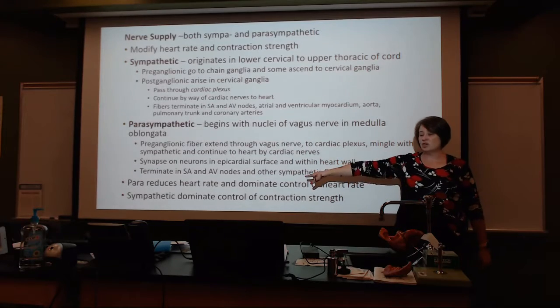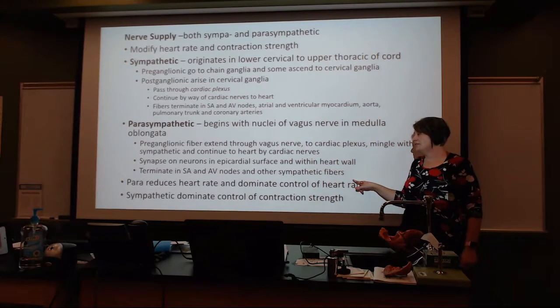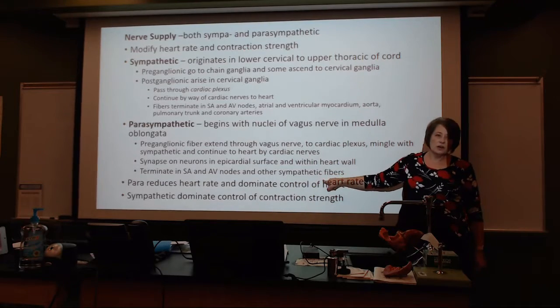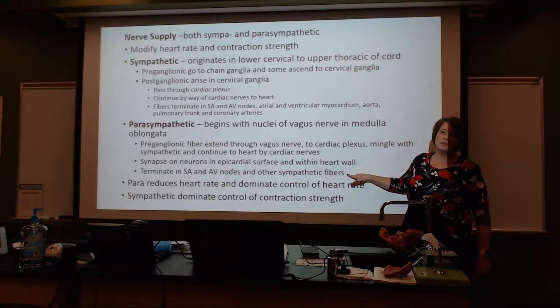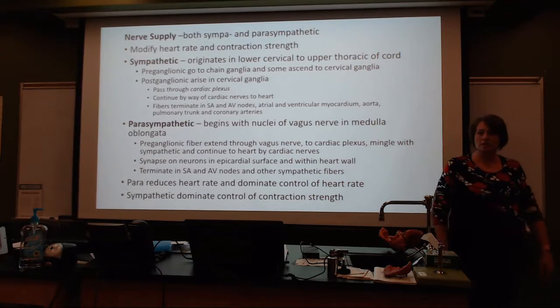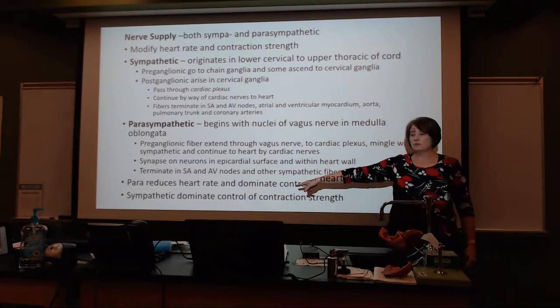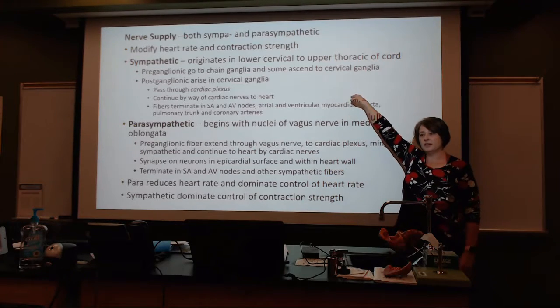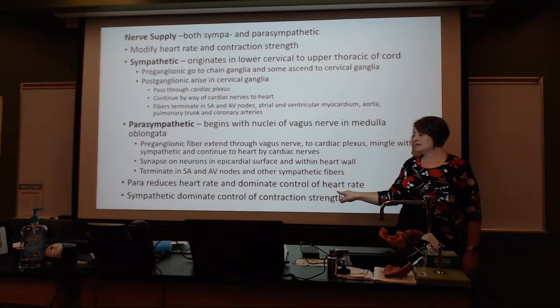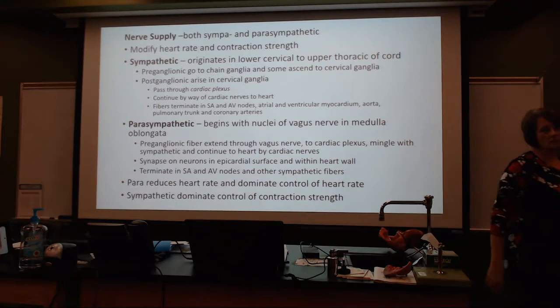The impulse terminates at the SA and the AV nodes. It also will terminate on the sympathetic fibers found in the area of those nodes. Because the goal, stop the sympathetic from releasing their products. So, the goal, reduce the heart rate that the sympathetic started, and once again, control the rate of the heart.